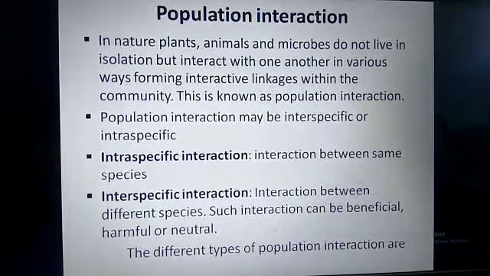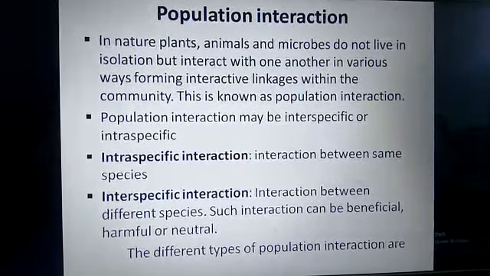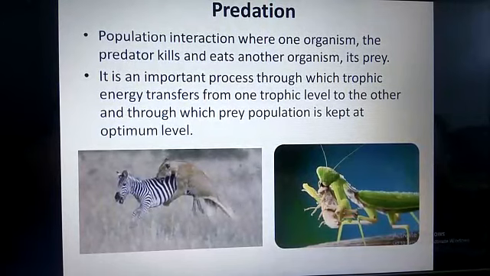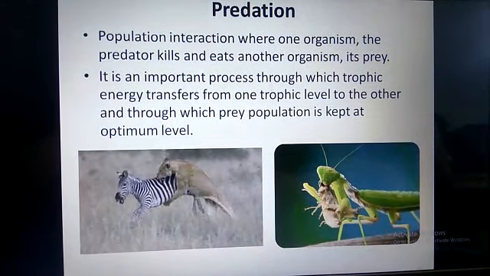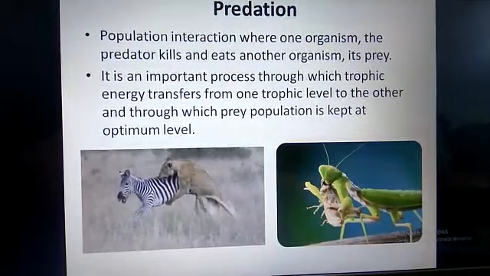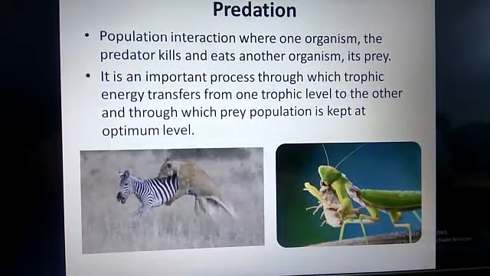Now let us go to different types of population interaction. The first population interaction is predation. In this kind of population interaction, one organism called the predator kills and eats another organism called prey.